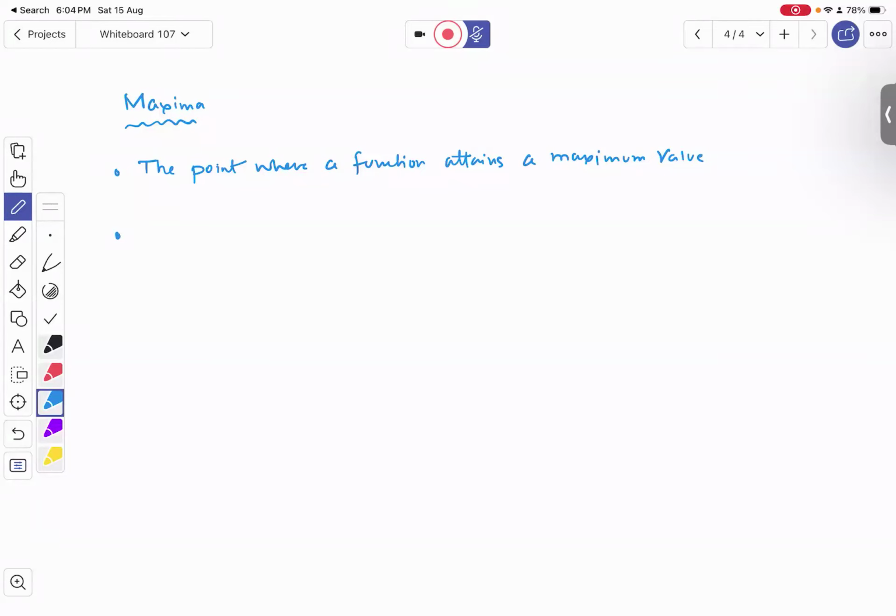First of all, if you find a function which is always increasing, just 1 minute, iPad has hanged. Give me a second.